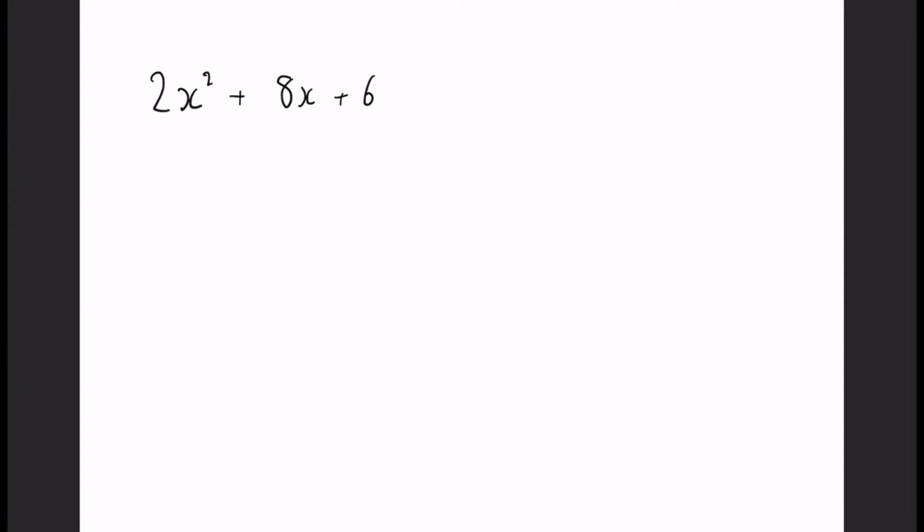So 2x squared plus 8x plus 6. Just like before, we want to look at the factors of 6. So the factors of 6, just like we talked about in the last video, are 1 and 6, 2 and 3. You might be thinking, there's no way you can make 8 by adding or subtracting these numbers.